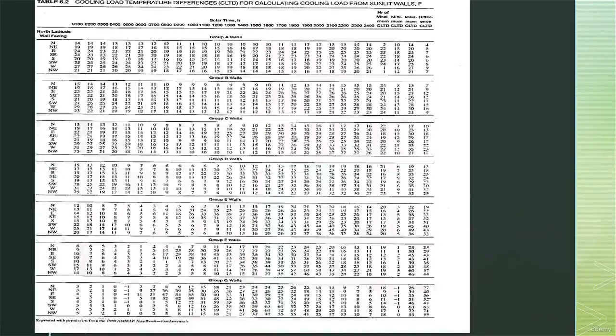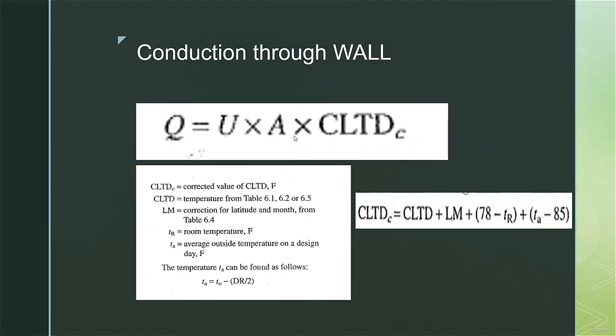Similarly, we have the value of LM, latitude month, and we measure the value of CLTD. TR is the design room temperature. It may vary from 68 to 75 and depends on how much cooling you require. TA you can also write here as the average outside temperature. The outside temperature we can calculate with this formula: T naught minus DR by 2.